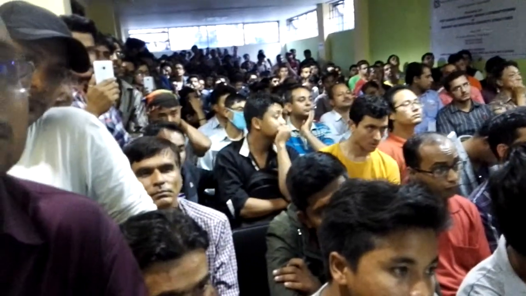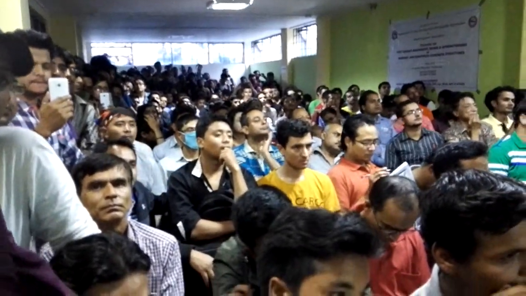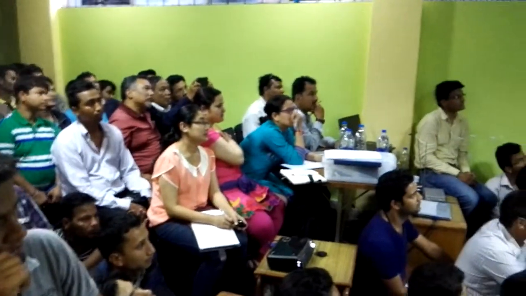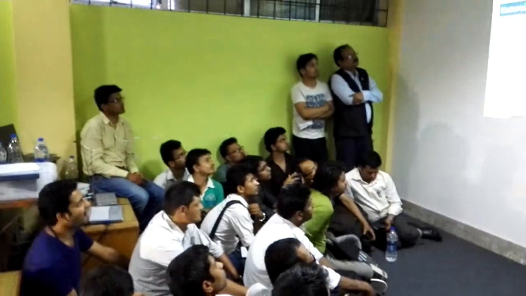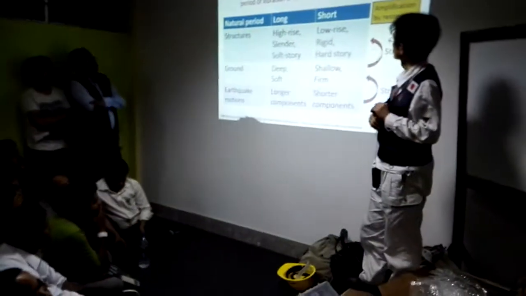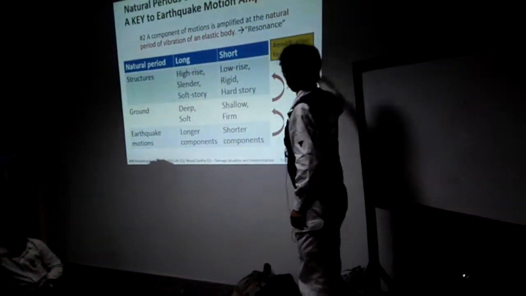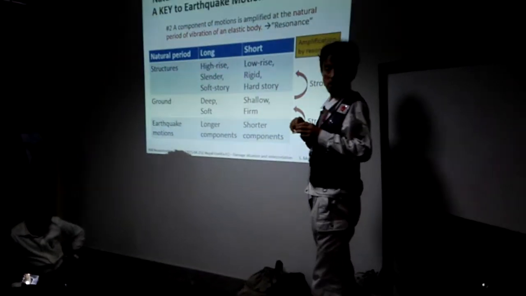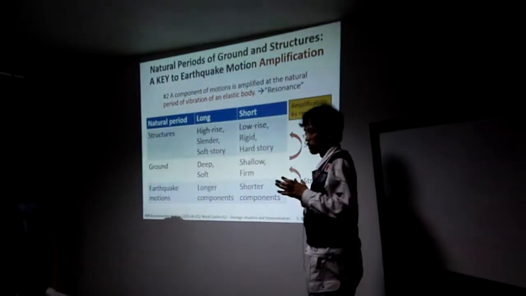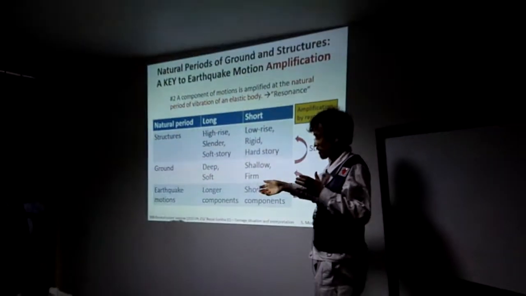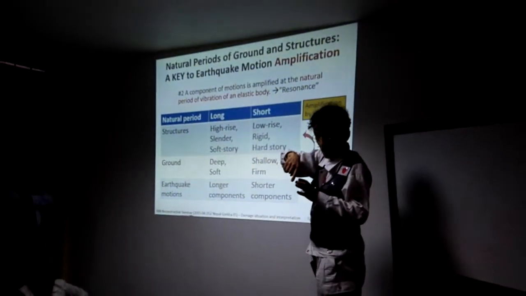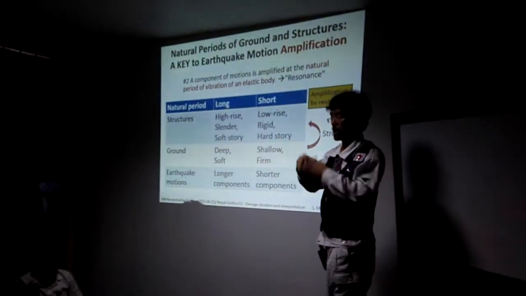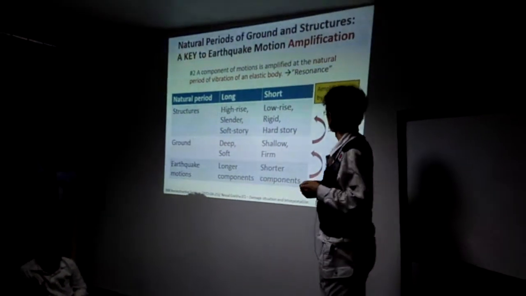Okay, next. This part is the same. Natural period of ground and structures are key to earthquake motion amplification. Amplification is very important. Amplification by resonance. Remember producing the sound by singing bowl. If you move the bar slowly, the sound gradually and continuously gets bigger. This is amplification by resonance.